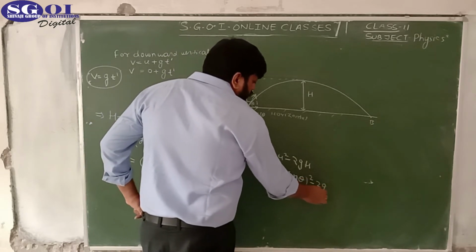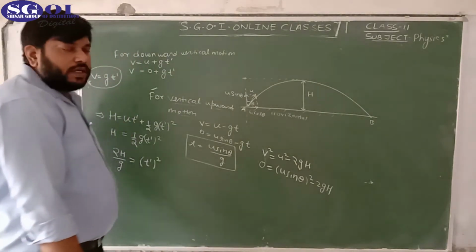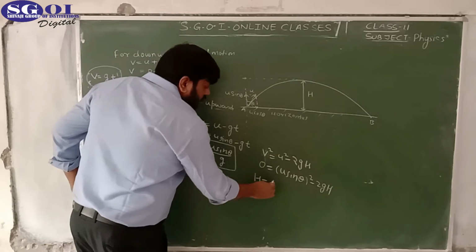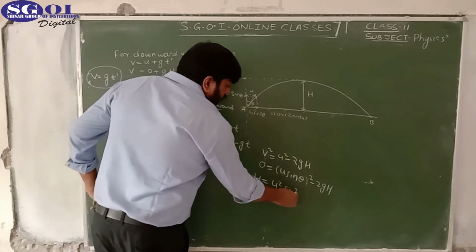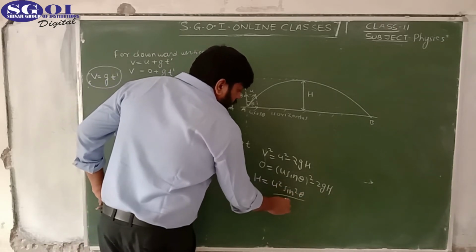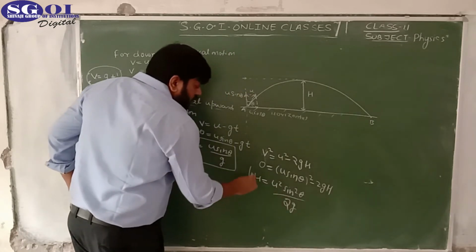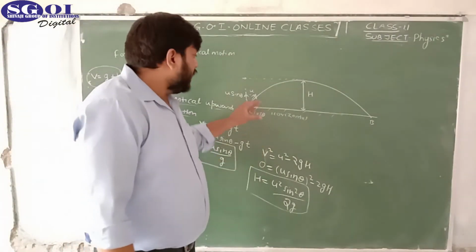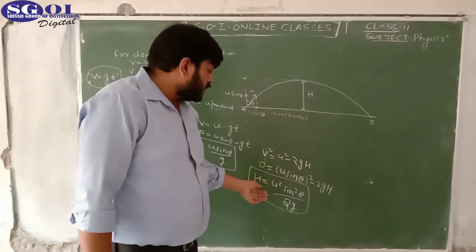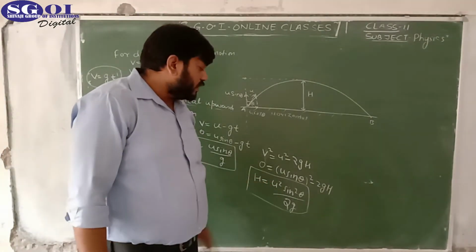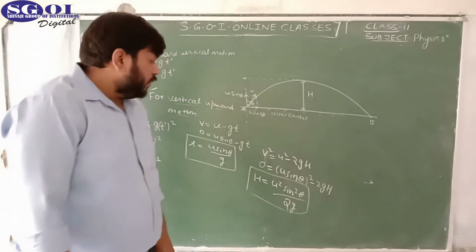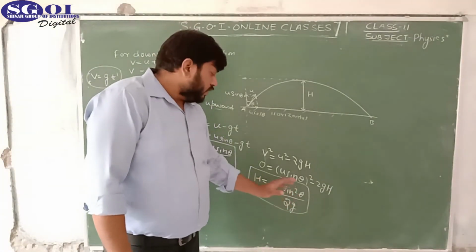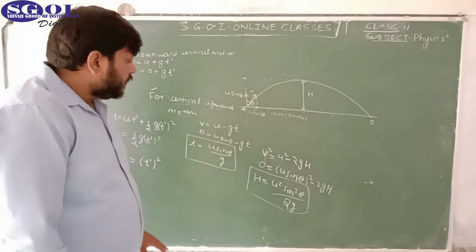So 0 equals u sine theta whole square minus 2gh, and from here we can find h. h is u square sine square theta upon 2g. So this is the maximum height attained by the projectile for this particular case, h equal to u square sine square theta upon 2g. Because we have been given the initial velocity and the angle of projection, we can find the maximum height attained by the object.